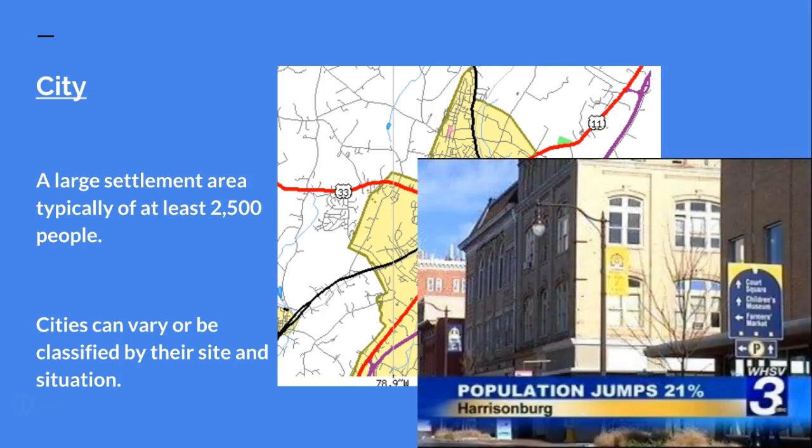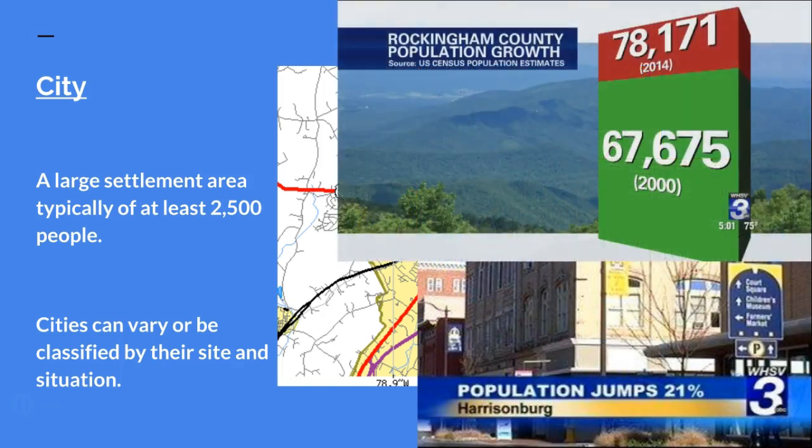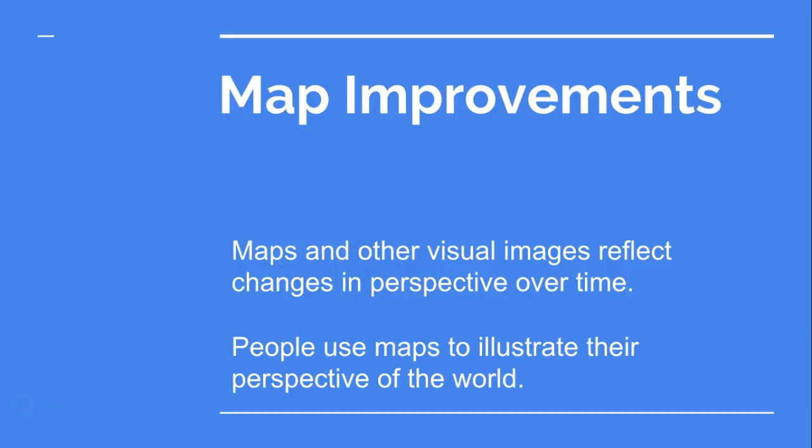And growing. You can see here Rockingham County, as a byproduct of Harrisonburg growing, has also been growing. There's about 78,000 people in the county, and just about that many in the city as well.